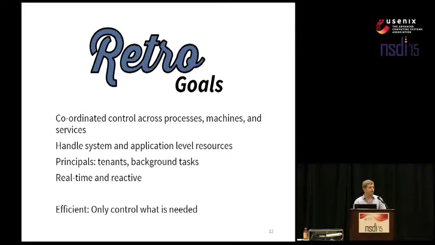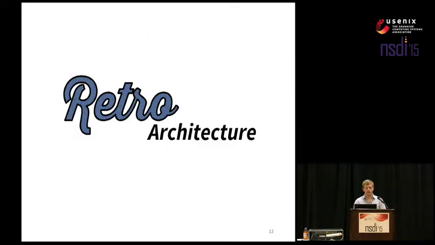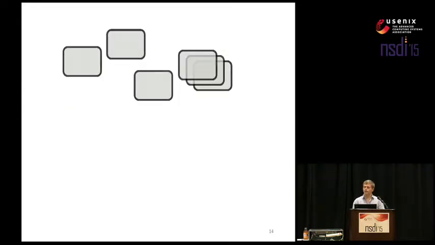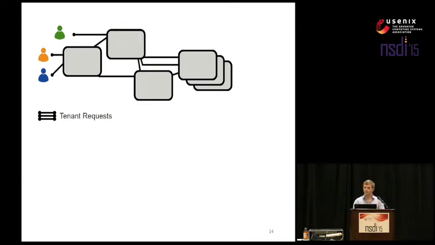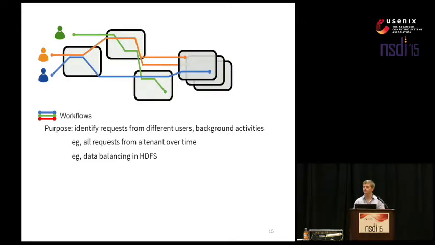I'll now talk about Retro's architecture and the three abstractions that we introduce. One of the first things that Retro needs to be able to do is to identify which tenant's request is currently being executed at any point in time by a shared process. And typically, we don't have this level of visibility in systems today. To address this, Retro introduces the workflow abstraction. A workflow typically corresponds to the requests submitted to the system over time by one user, or say a background task over time like data balancing. And a workflow is the unit of resource measurement, attribution, and enforcement in Retro.